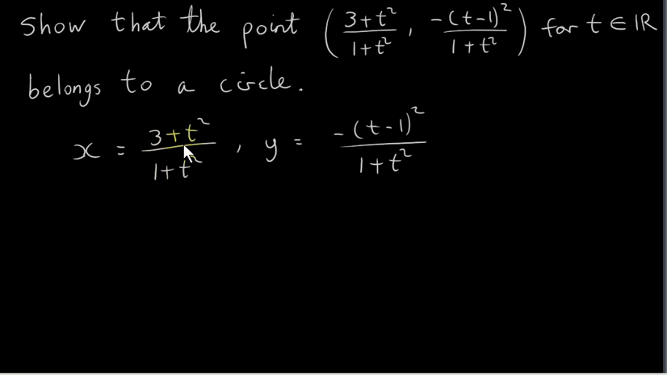So what we need to do here is make t the subject of these equations in some way. If we can get t in terms of x in each of these equations, then we can equate the results and we will have an equation connecting x and y. And hopefully that equation is the equation of a circle. So let's just do that. Let's multiply both sides by 1 plus t squared and isolate the t squared term in this equation.